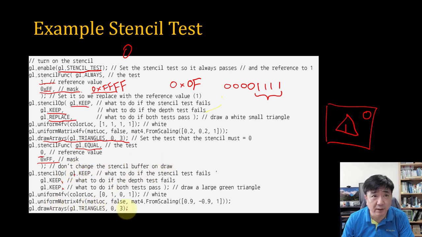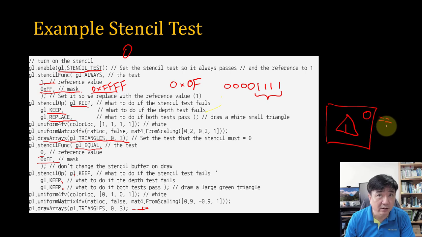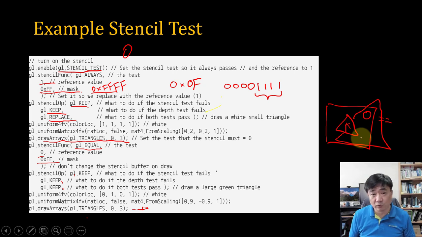So if we draw something, I think it will draw only outside of the triangle. It is because they test with equals 0, so the condition being true is the outside of the triangle. Then if they draw a triangle at a different position, the triangle will be displayed here, and not in this area. Okay, let's test with our code.